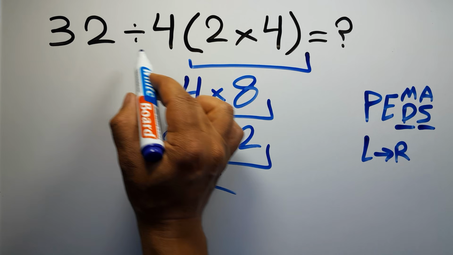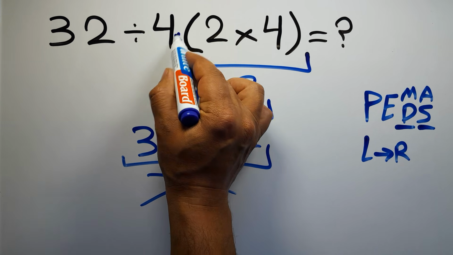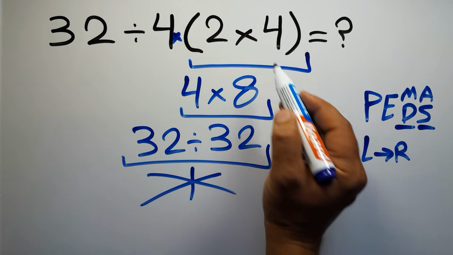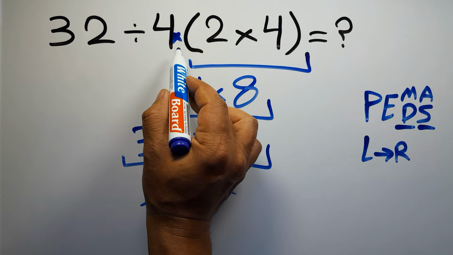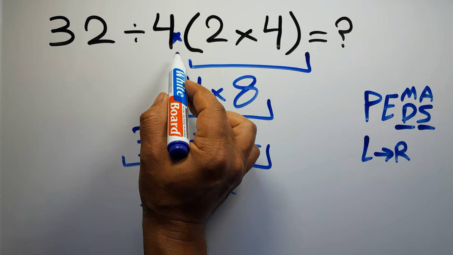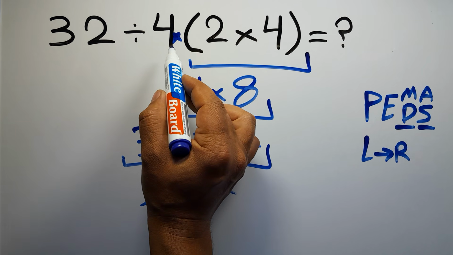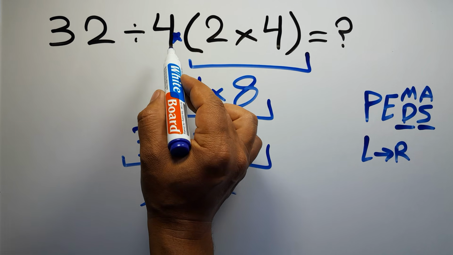In this expression, we have one division, one multiplication, and one parenthesis. Inside this parenthesis, we have one multiplication. Here we have a multiplication because in mathematics, when a number is placed next to parentheses, it means multiplication, and we usually don't write the multiplication sign for brevity.